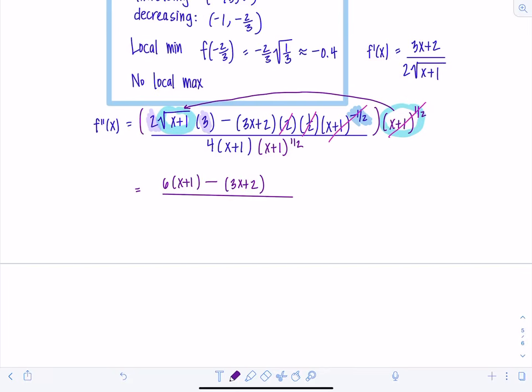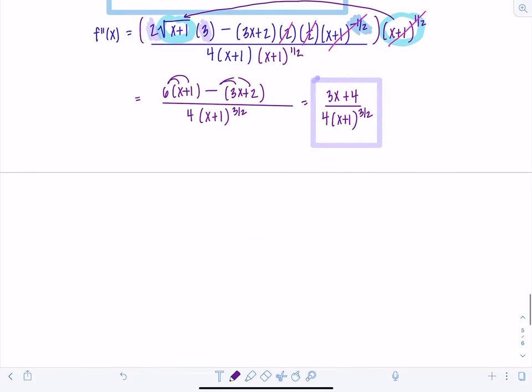Denominator, I'm just going to rewrite it as 4 times the quantity x plus 1 to the 3/2 now. And then if I distribute, this is 6x plus 6 minus 3x minus 2. So I'm just going to be left with a positive 3x plus 4 over 4 times x plus 1 to the 3/2. And there's our second derivative, all cleaned up and snazzy. Woo, come on. There we go. All right, now let's find our possible inflection points.